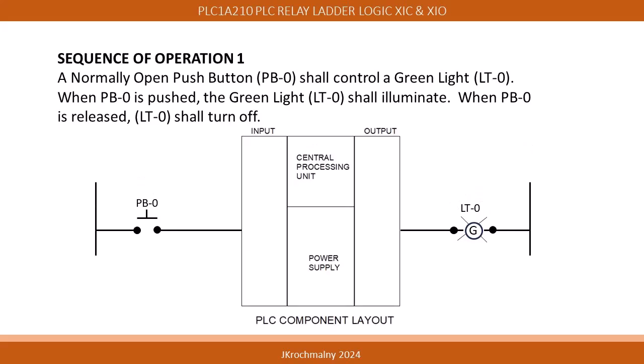If one wanted to place this circuit under the automatic control of a programmable logic controller, this controller would be installed in the center of the circuit. Notice that the push-button switch PB0 is considered an input field device and is connected to the input module of the PLC. The LT0 green light is a load and is installed on the PLC output module to the right.